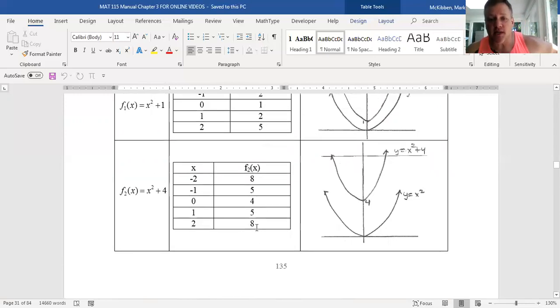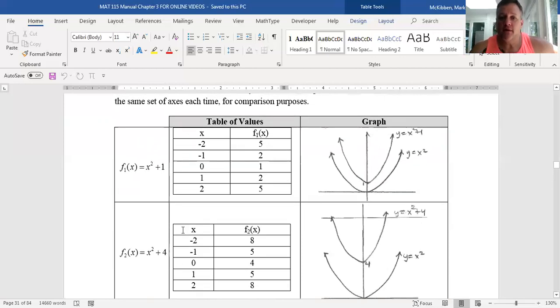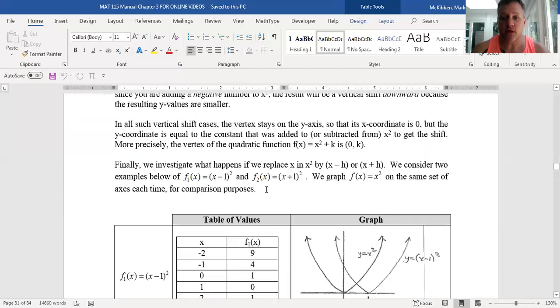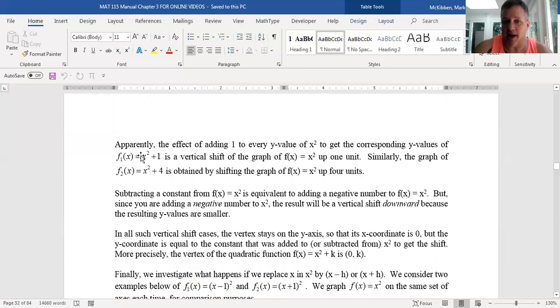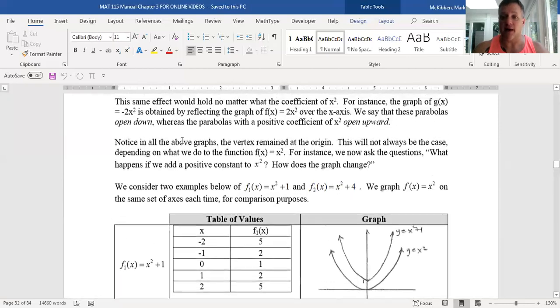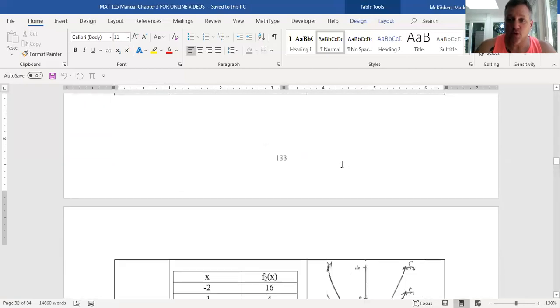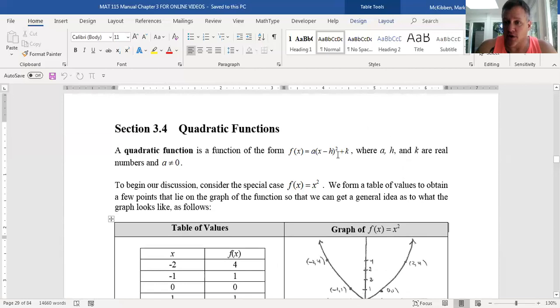So you can kind of guess what's going to happen if I subtract 1 or 4. I'm going to diminish the output by 1, so it's going to come down by 1 unit. If I'm subtracting 4, I'm going to move it down by 4 units. Okay, so adding a number outside, so I'm doing the x squared and then I'm adding 1 to it, or I'm taking x squared and I'm subtracting something from it. That's going to move it vertically up or down. Okay, that's what the k does. If you think back to our original form, that's what this k is going to do.